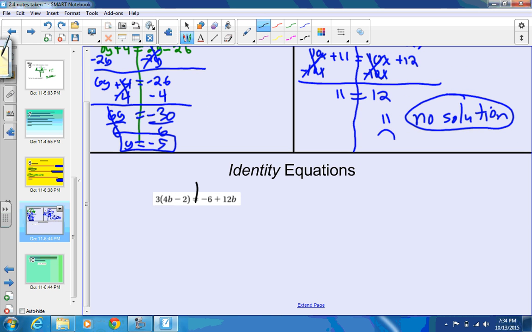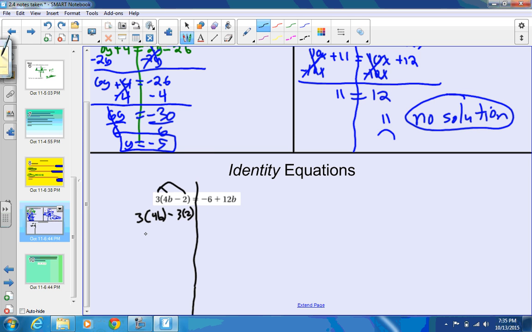So I'm going to make this wall again. I'm going to try to simplify this and follow the steps. So the first step is to check for any combining like terms on each side or distributive property. The right side, there's nothing I can do here. That's just negative 6 plus 12b. Can't be combined because one has a b and one doesn't. Left side, though, I see that I can do this, the distributive property with the 3. So I end up with 3 times 4b. Bring down the minus and have 3 times 2.